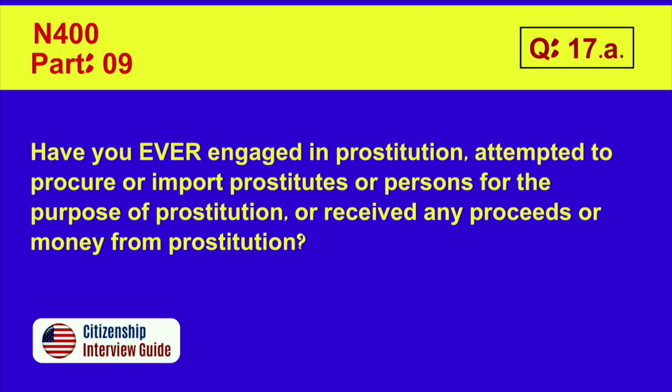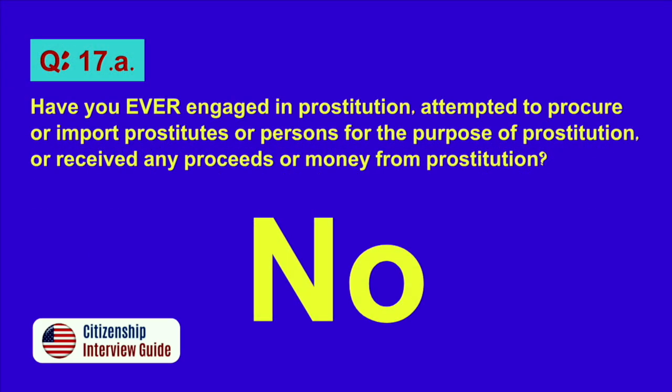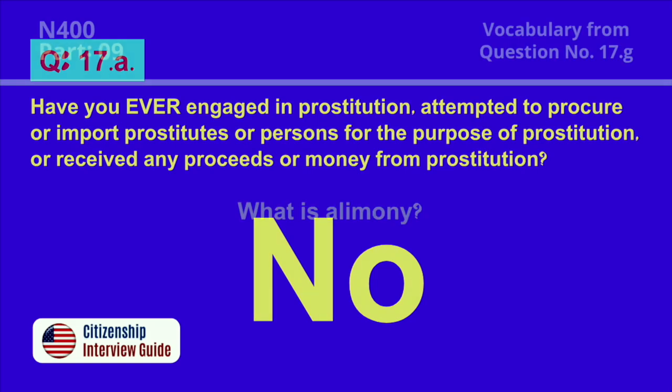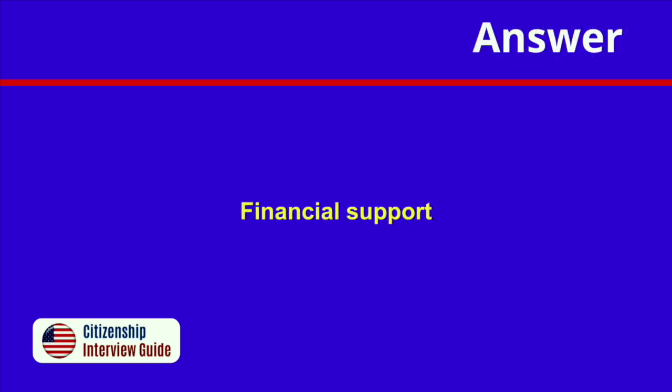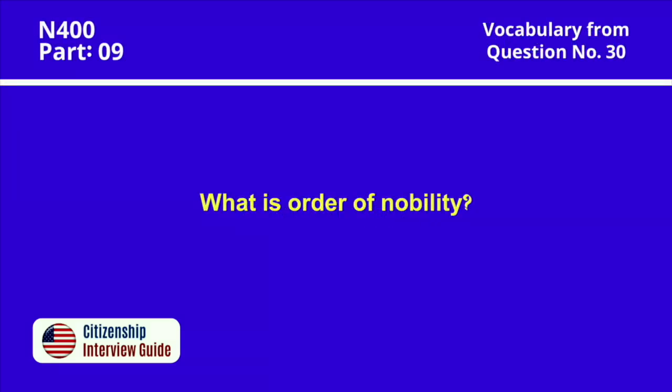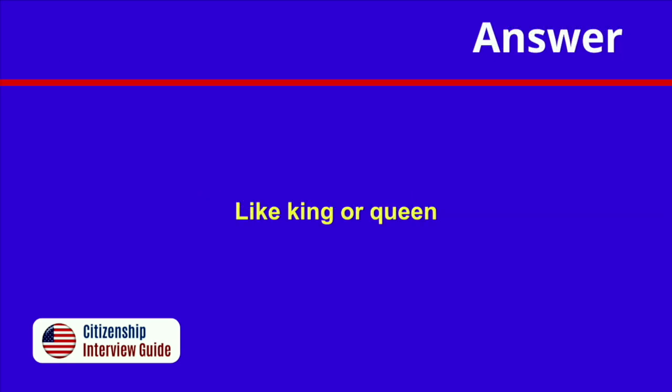Have you ever engaged in prostitution, attempted to procure or import prostitutes or persons for the purpose of prostitution, or received any proceeds or money from prostitution? No. What is alimony? Financial support. What is order of nobility? Like king or queen.